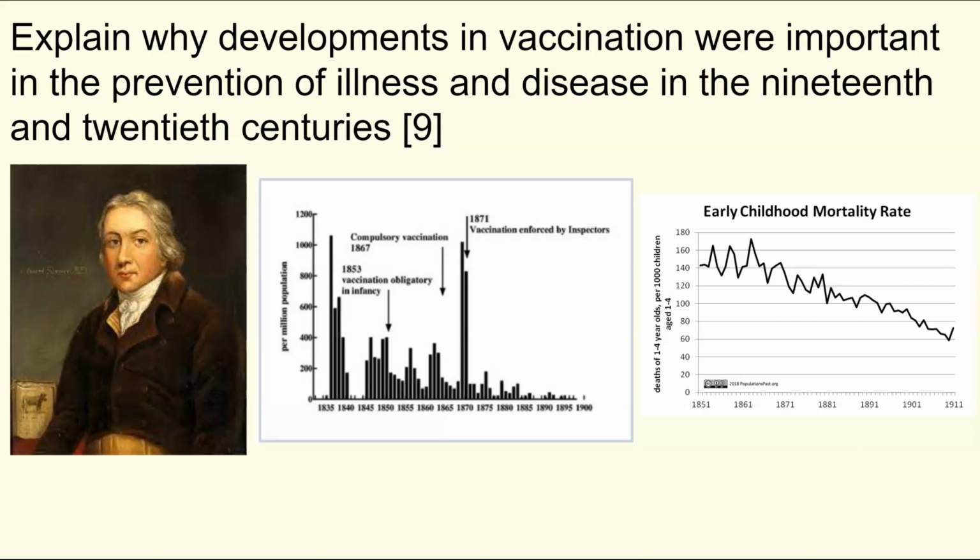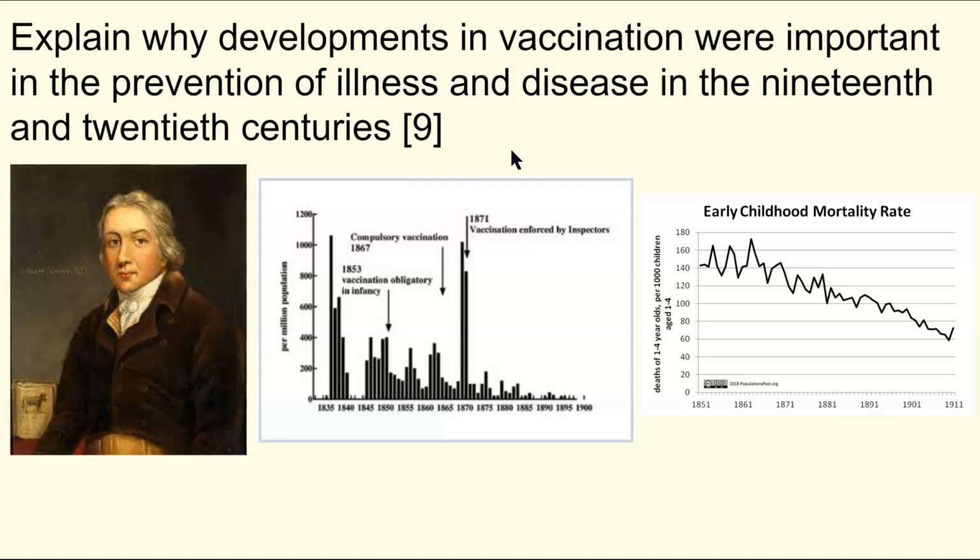Thank you for joining me as we go through another revision question that will help you with your GCSE history exams. Today we are looking at the question, explain why developments in vaccination were important in the prevention of illness and disease in the 19th and 20th centuries. This would be your question 4 in an exam paper and is worth 9 marks.